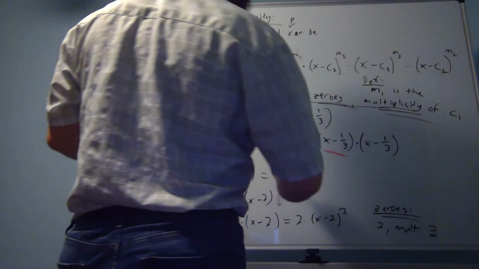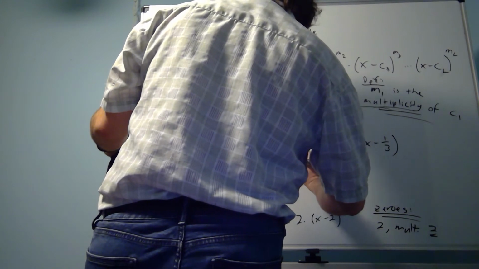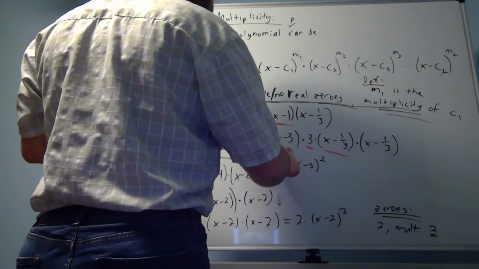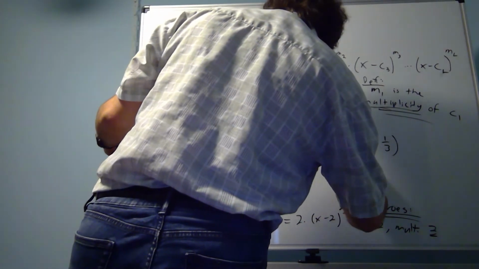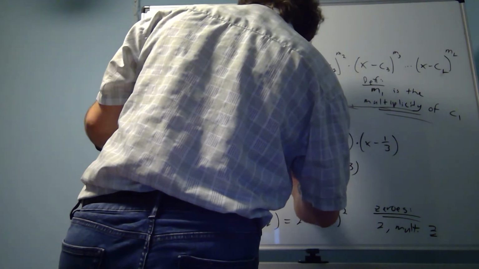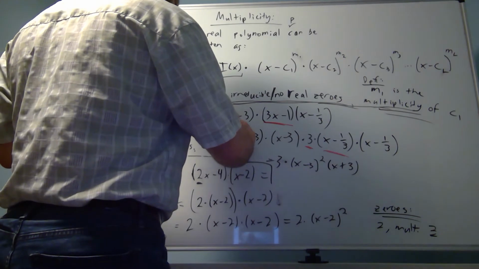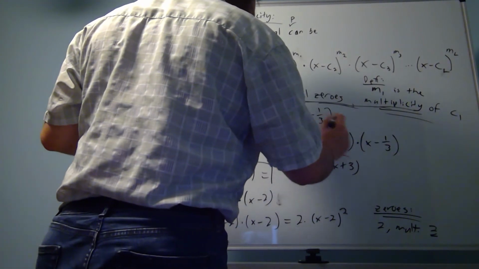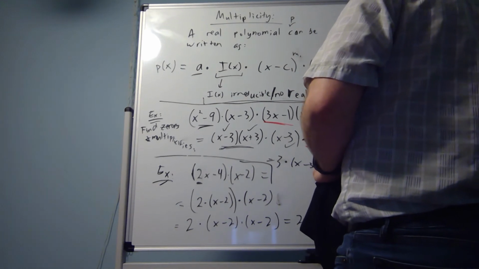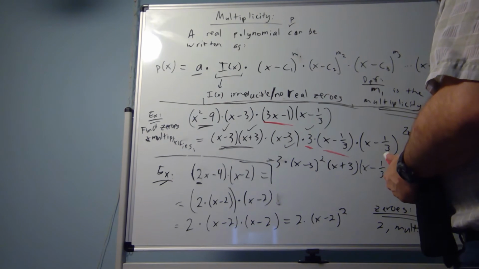Okay, so let's group the ones that are the same. I have 2 copies of x minus 3. I have 1 copy of x plus 3. I factored out a constant 3. And x minus 1/3, there were 2 copies of that. So zero.